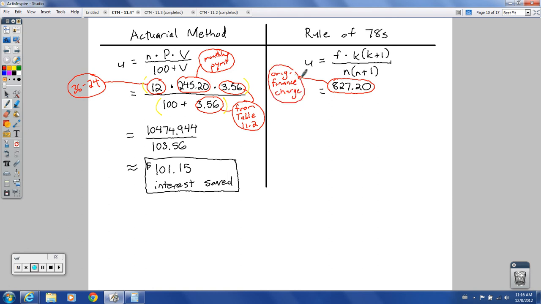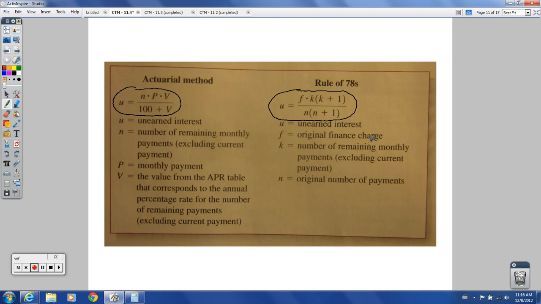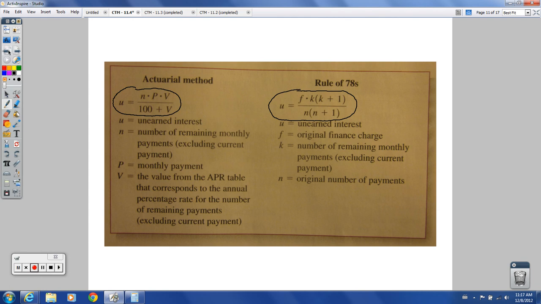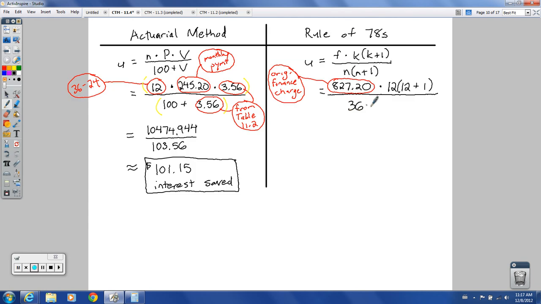Okay, so we got that part. What does K stand for? K is the number of remaining monthly payments, excluding the current payment. So K here is the same thing it looks like as n over here in that one, but we're using k now for that value. So the k is going to be, we got times 12 and times 12 plus 1. And this gets divided by the number of original payments, which in this formula is n. So the number of original payments was 36, and then you'll have a 36 plus 1 there.